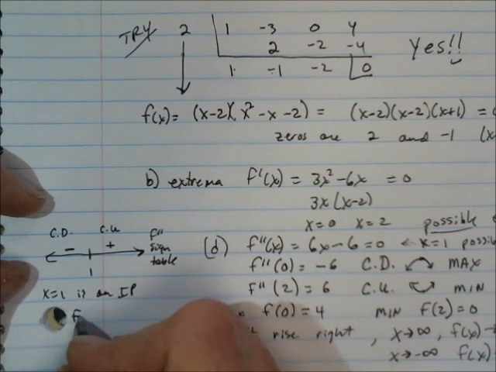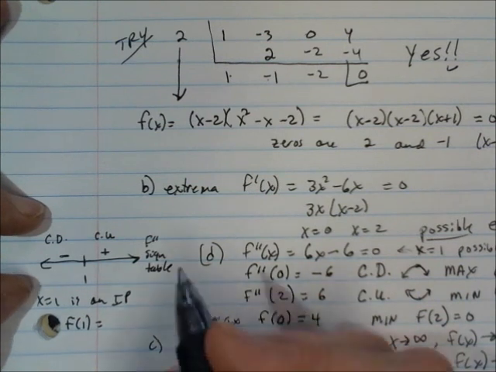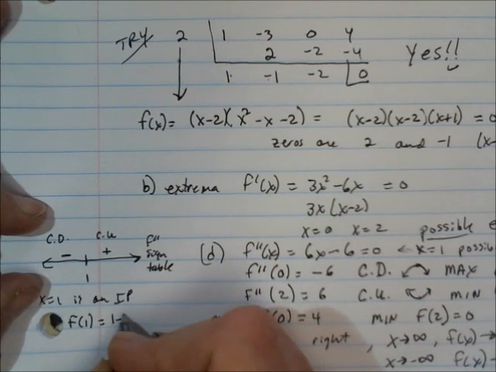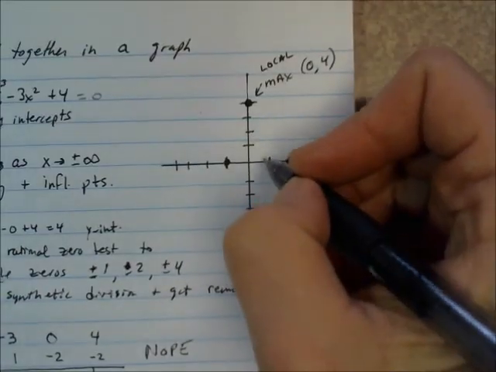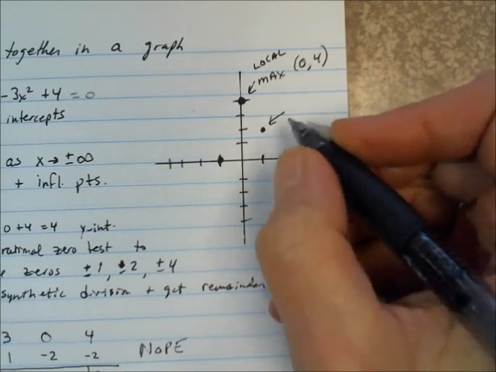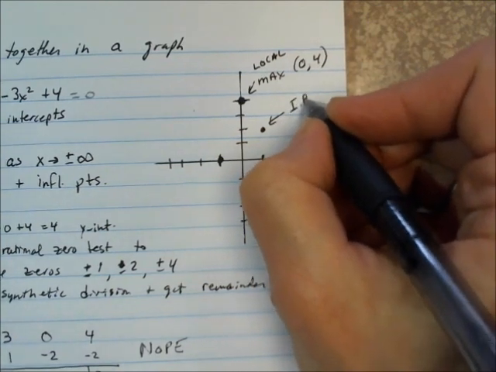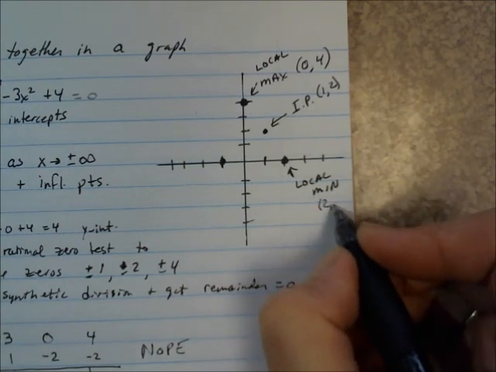So now we just have to find f of 1 to figure out the y value. So f of 1 is 1 minus 3 plus 4, which is 2. So we have 1 comma 2 right here, and let's label that as our inflection point of 1 comma 2. And our local min was at 2 comma 0.